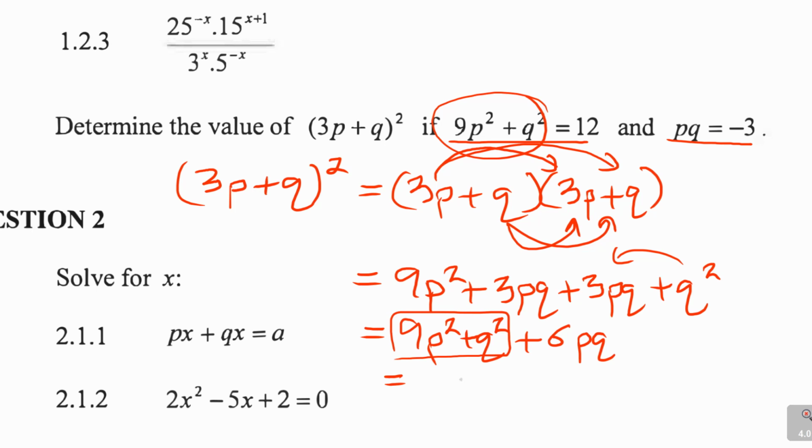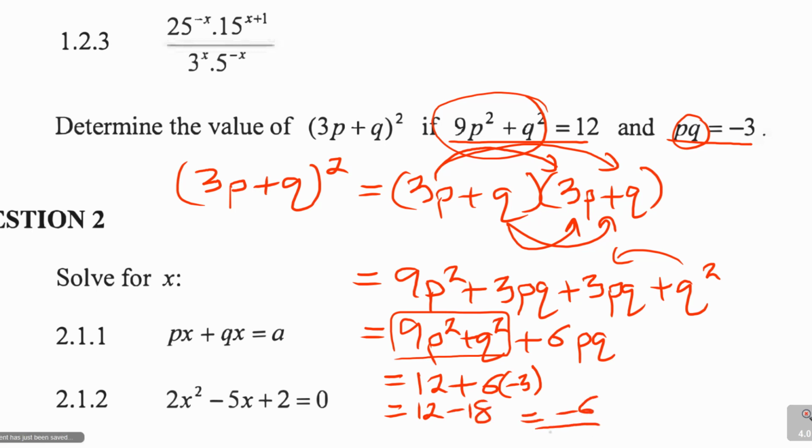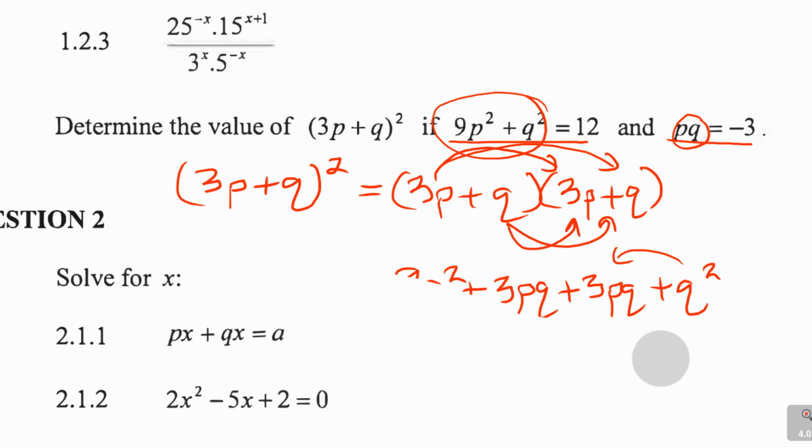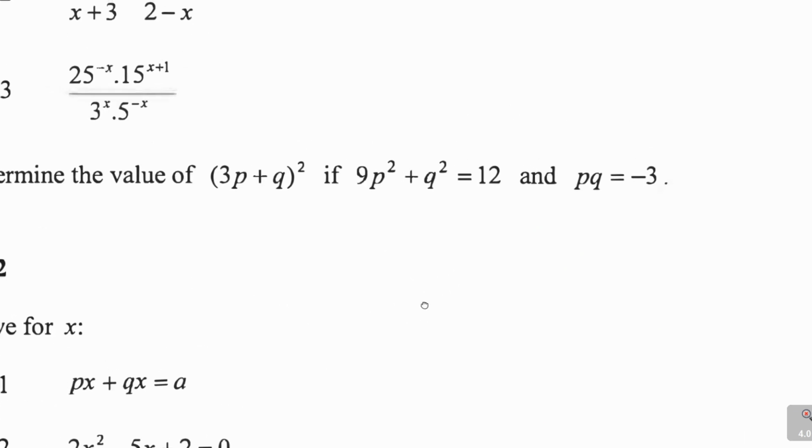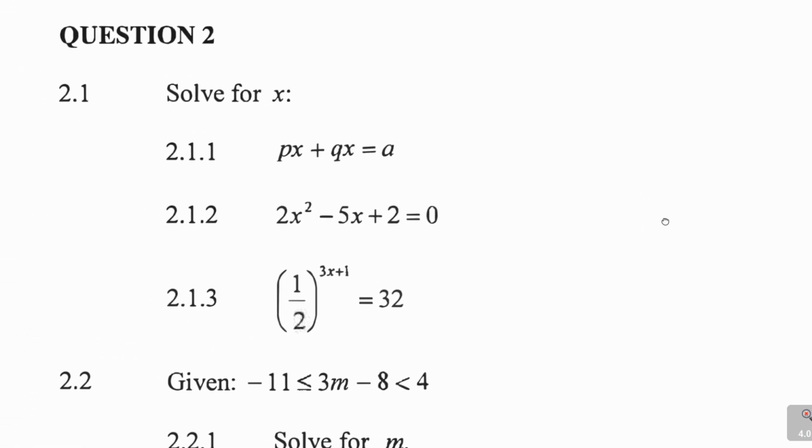Now they told me this guy here is 12. So it will be 12 plus 6, and my pq is bracket negative 3, which is equal to 12 minus 18, which is equal to negative 6. According to their answer, they wanted me to get that answer. Alright, not a difficult question, but you needed to work your way towards this so that it can come out clear. Alright, so that was that, guys. Let us look at the next one.